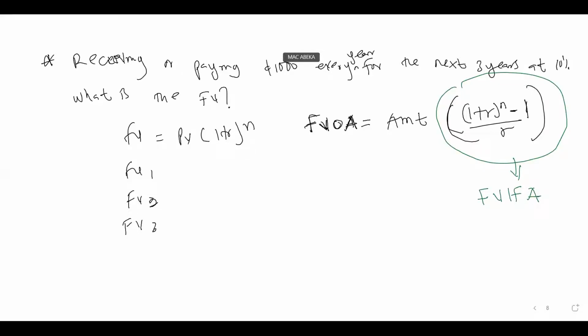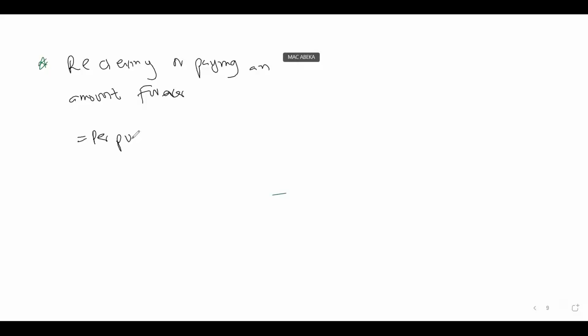So that is the future value of ordinary annuity formula, all right? And I told you that when you are receiving or paying an amount forever, it is called what? Perpetuity. I told you this.